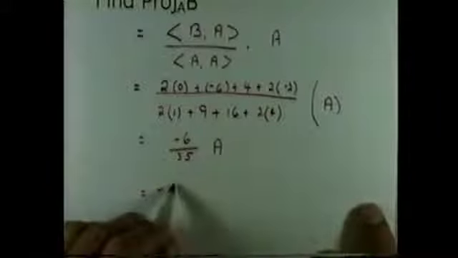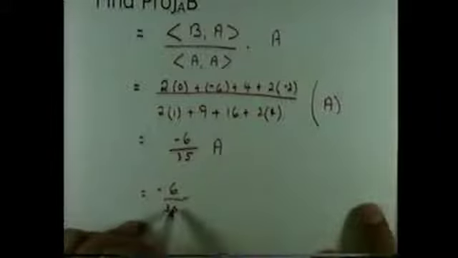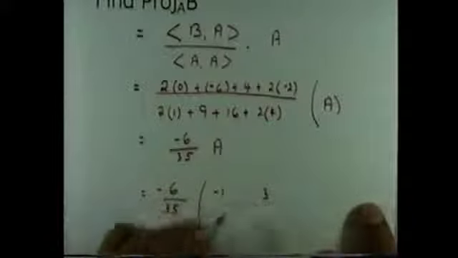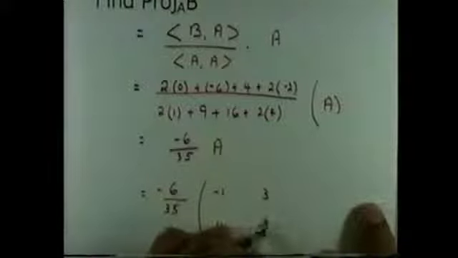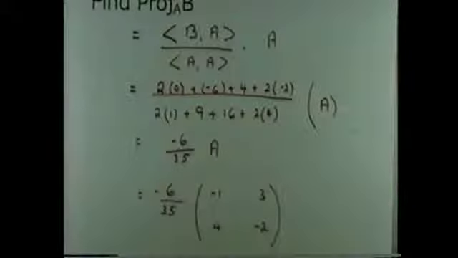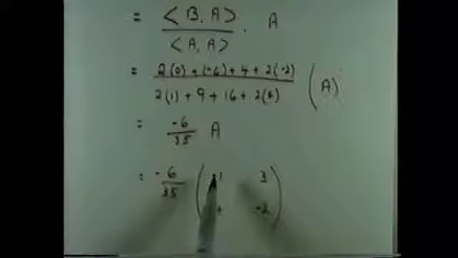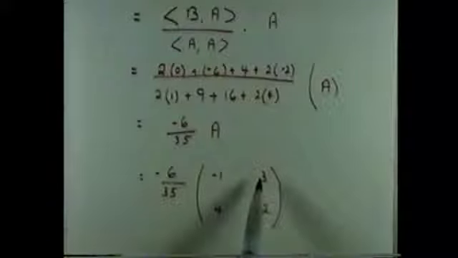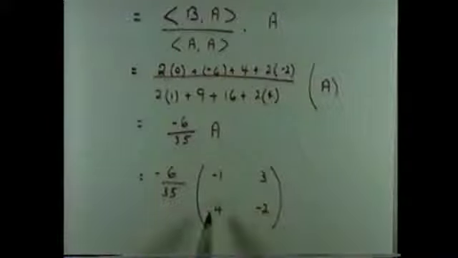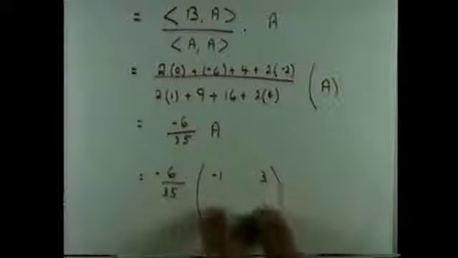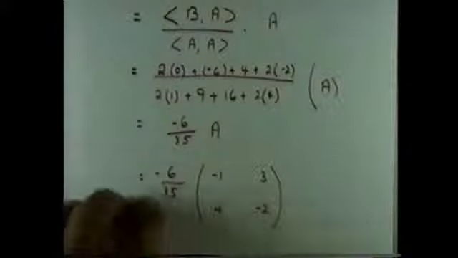So it's going to be a negative 6 35ths times the vector negative 1, 3, 4, negative 2. Now, of course, I could use scalar multiplication, and it would be 6 35ths, negative 18 35ths, negative 24 35ths, positive 12 35ths. So I could write it as fractional components, or I can leave it as the matrix times the scalar.